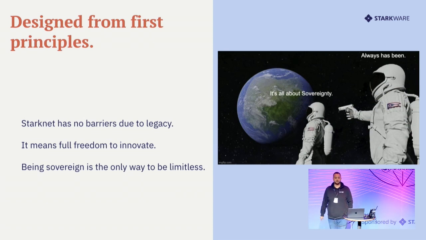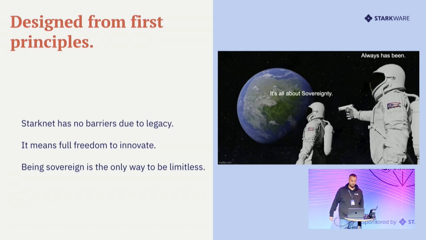So really, it's all about sovereignty in the end. We want to be fully sovereign for our roadmap and not depend on some existing legacy tech. So that's why we did not want to have this EVM compatibility, because in the end, it's a lot of friction and limitations that we don't want to face. So it means that we have full freedom to innovate, and we can really push the frontiers of innovation without being constrained by those limits of compatibility. And being sovereign really means that Starknet is limitless.